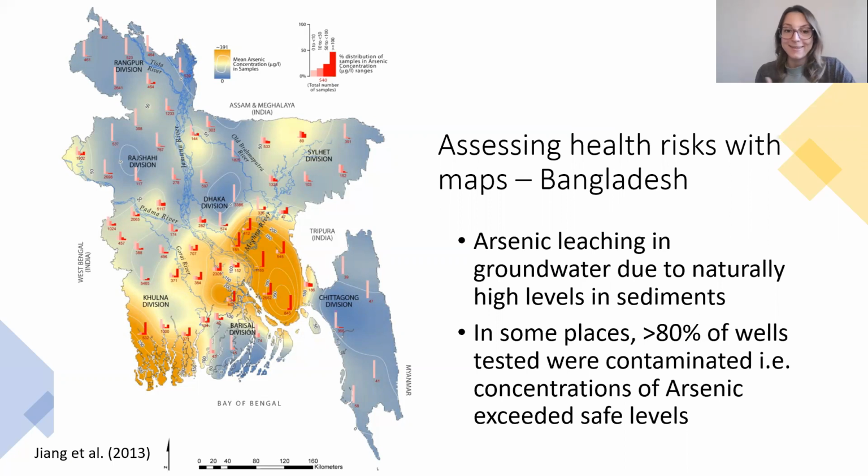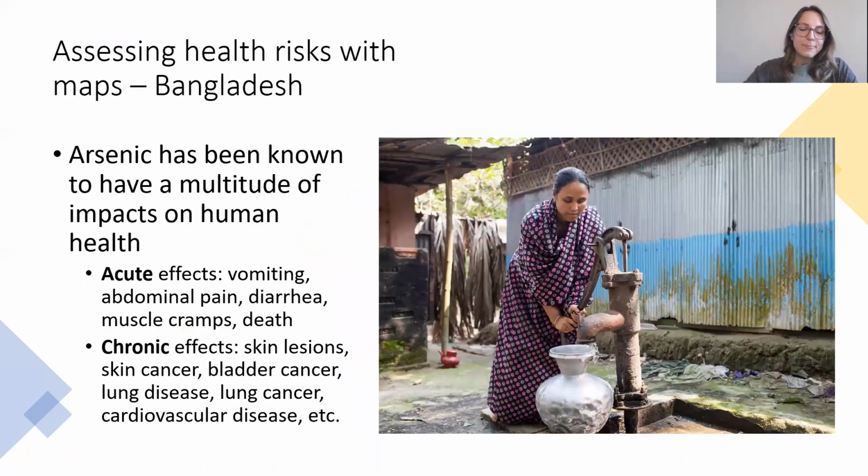And I'm not saying just contaminated, but the levels of arsenic were far beyond what would be considered a safe level for drinking water, especially drinking water that you use for showering, for cleaning clothes, for a multitude of other purposes. So why was this so noteworthy? Well, arsenic has been known to have a multitude of impacts on human health, so they were particularly concerned when they discovered this arsenic leaching in the well water.